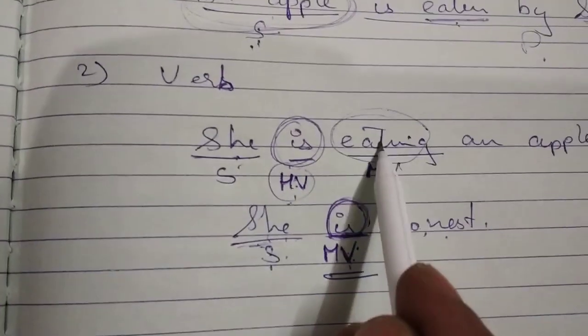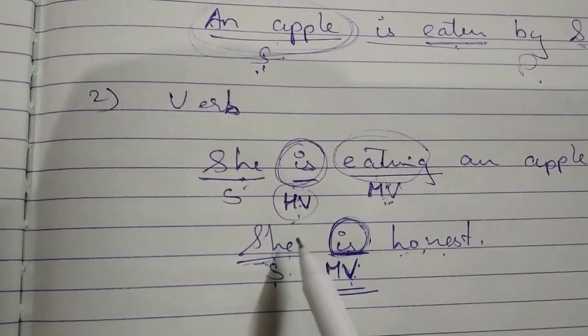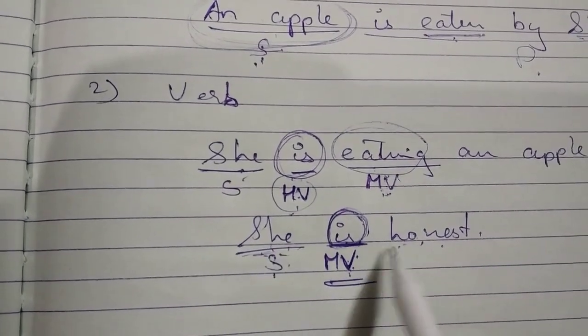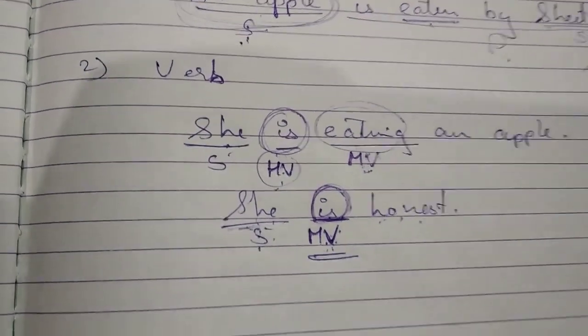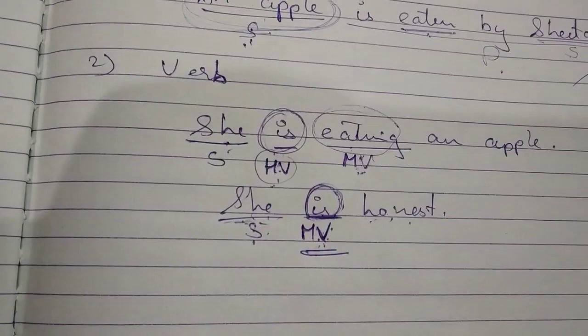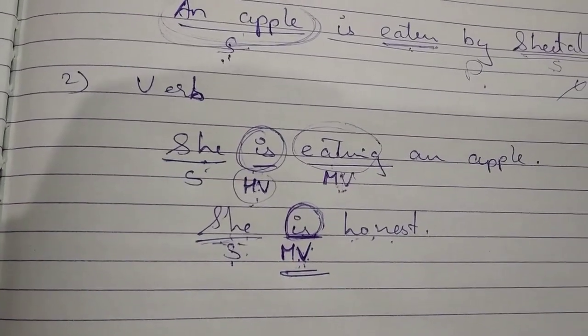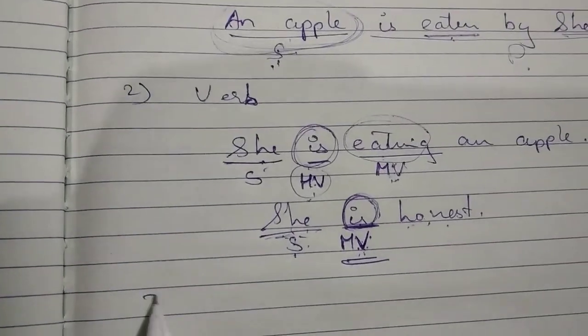If the subject is doing an action, then that action word becomes the main verb and the auxiliary becomes the helping verb. Fine? And if the subject is not doing any action, then the auxiliary is our verb. Am I clear? So this is the verb. You have to remember this. Clear? Now coming to the third one.